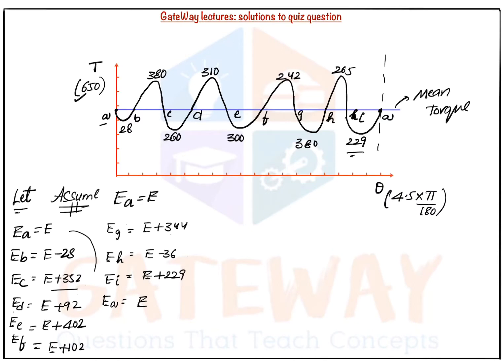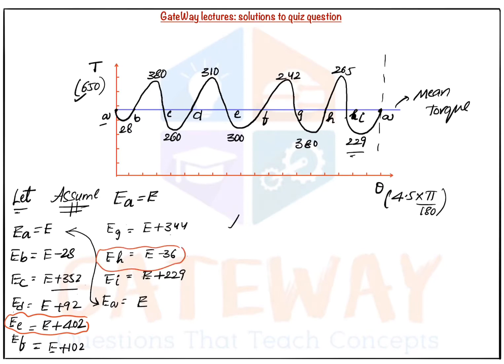Therefore our initial value and the final value in the cycle are equal. Therefore our cycle completes, and if you observe all the data, the maximum value of energy we are obtaining is at E, and the minimum value we are obtaining is at H.